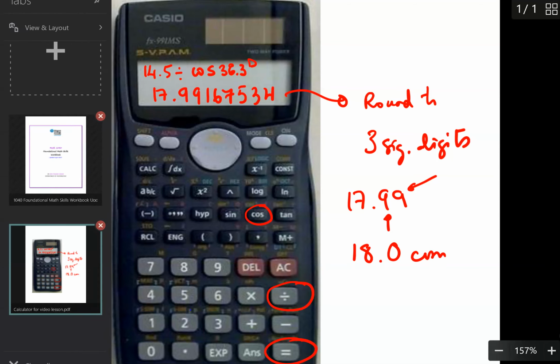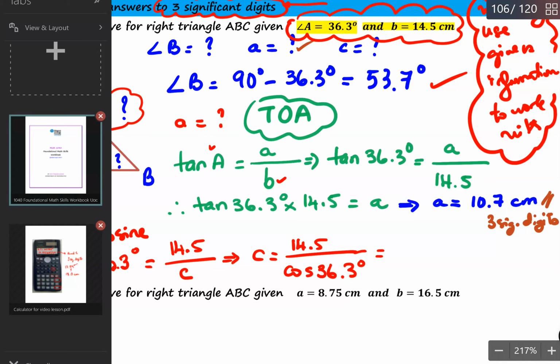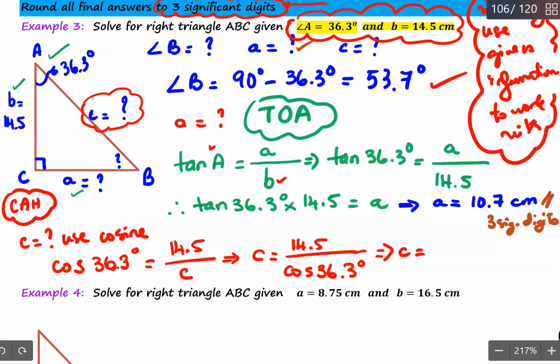Okay, so let's get back to our handouts, and I will write that down for everyone. In this case, I would write, therefore, C equal to 17.99, which is equal to 18.0 centimeters in 3 significant digits.